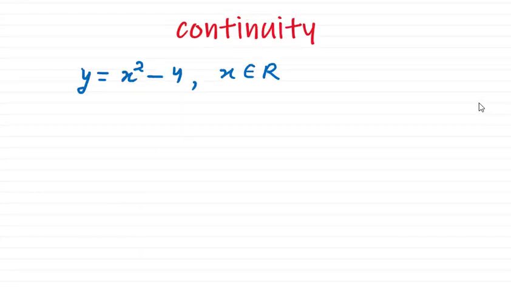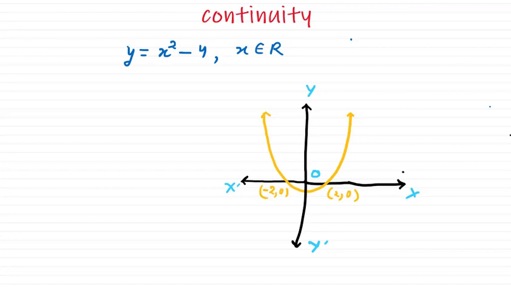Now let's see it with an example. Suppose you have y equals x squared minus 4, where x can be all the real numbers. Now for this function, let's draw a graph. So here's the graph. This is like a parabola, and the vertex will be here, and the points (-2, 0) and (2, 0) are the points on the x-axis. Now you can see in this graph there is no hole and no interruption. So this function y will be continuous at all the values of x.